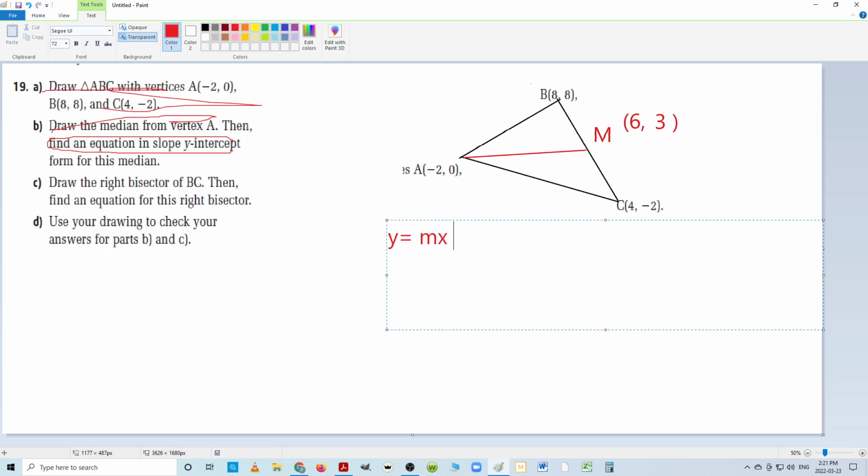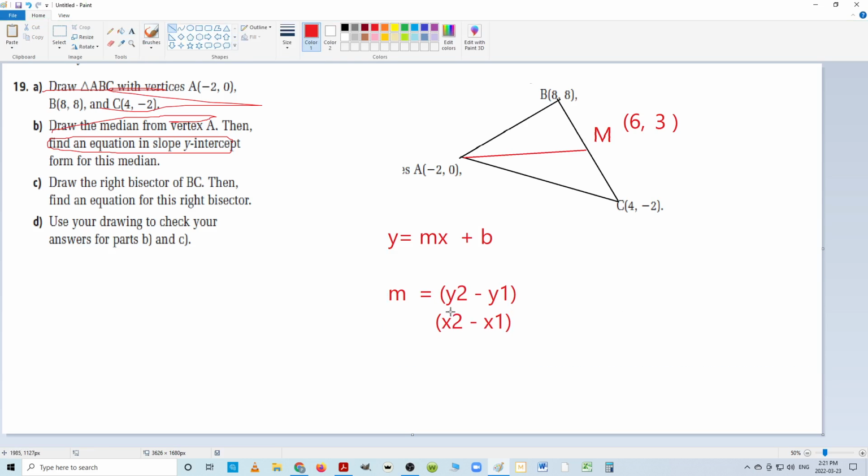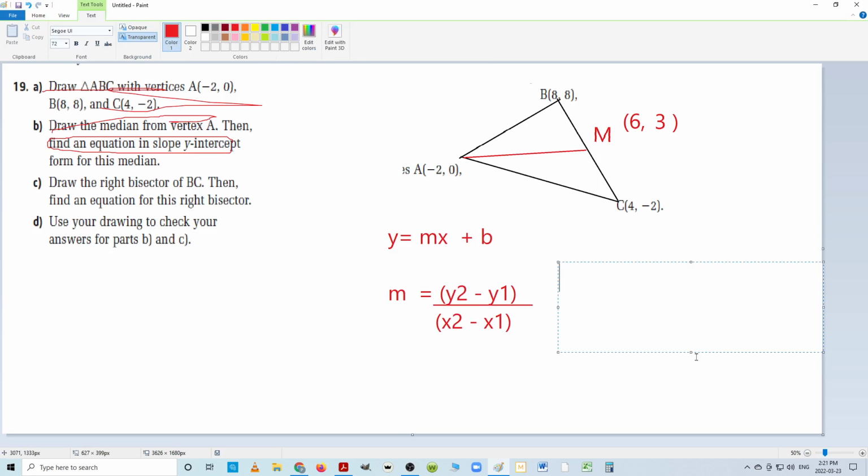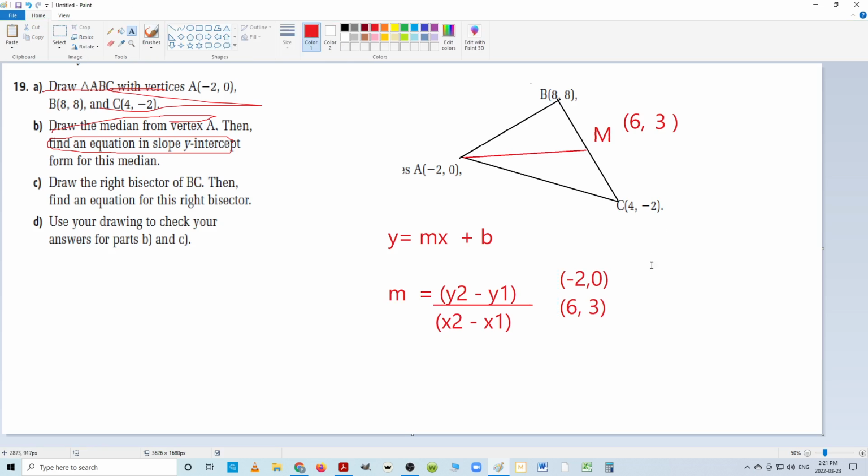Well, I'm missing a couple things. I don't know b. But I know the formula for slope. It's equal to y2 minus y1, and I have to use the y2 of the midpoint that I just found, over x2 minus x1, like that, as a fraction. Well, it would help if I labeled all my x1s and my y1s. So we're going to use the point A, and we're going to use the point midpoint. And I'm going to label all my points.